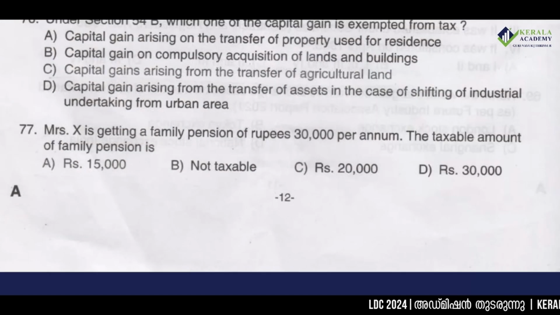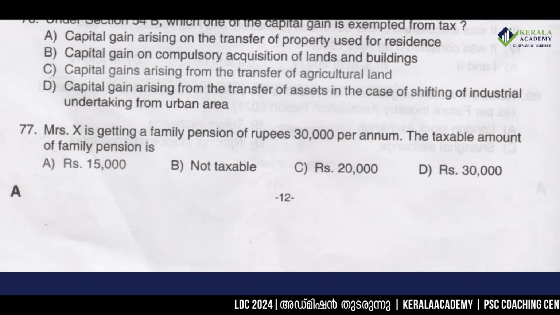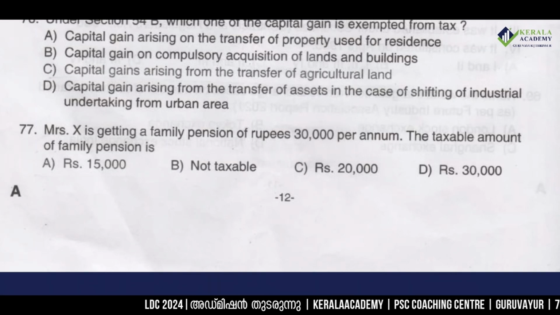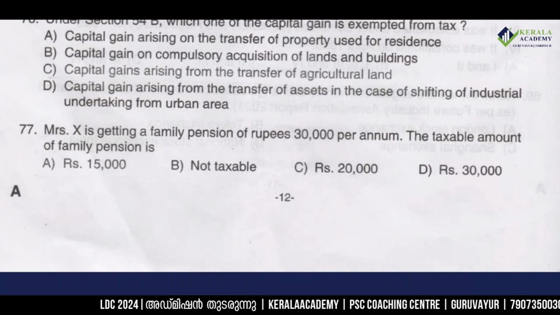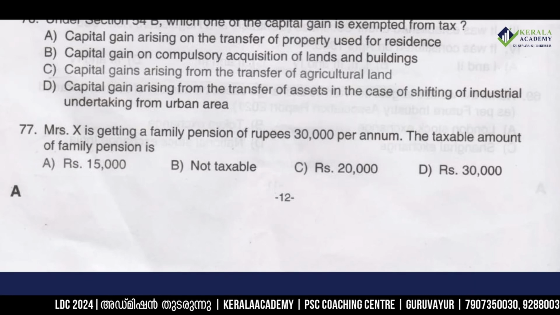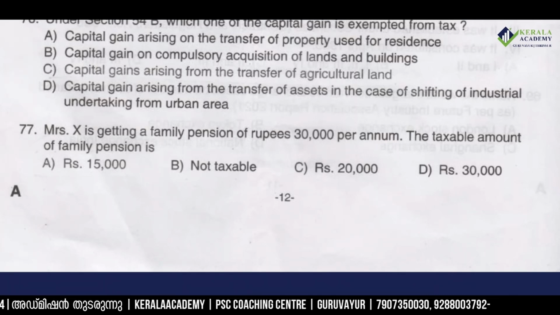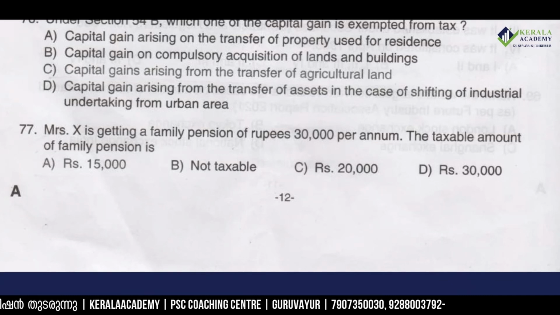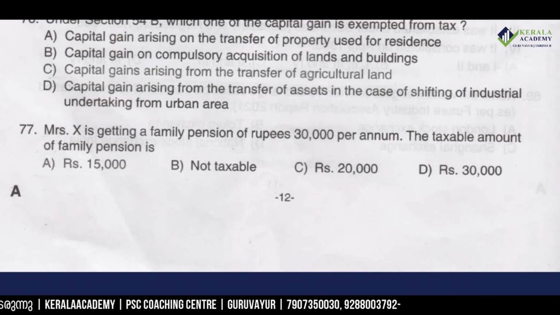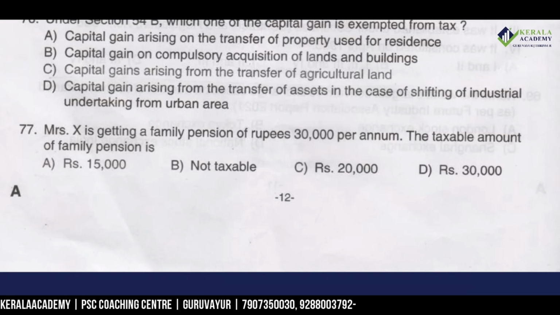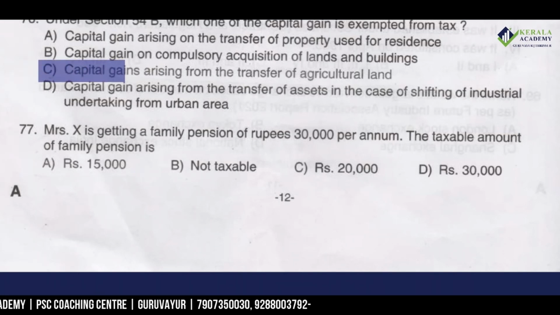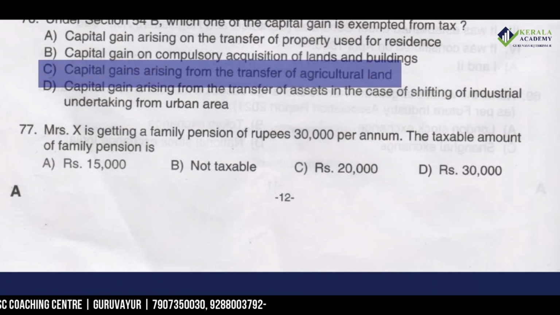Under section 54B, which one of the capital gains is exempted from tax? Capital gain on compulsory acquisition of lands and buildings. Capital gains arising from the transfer of agricultural land. Capital gain arising from the transfer of assets in the case of shifting of industrial undertaking from urban area. Correct answer option C, capital gains arising from the transfer of agricultural land.